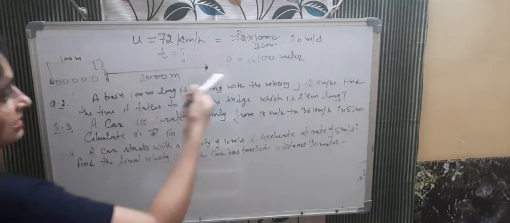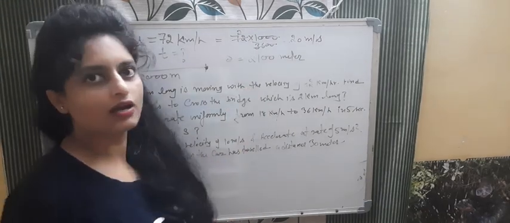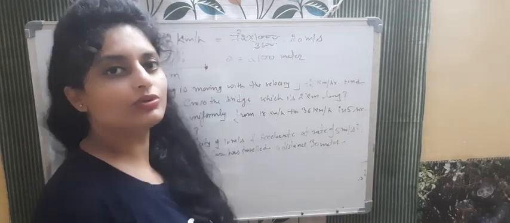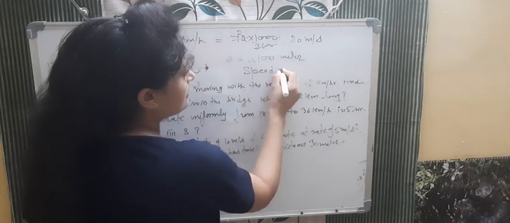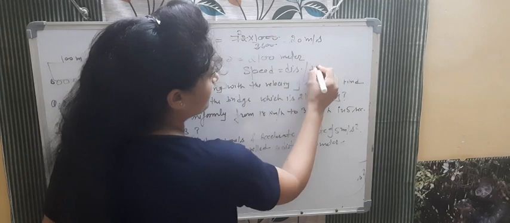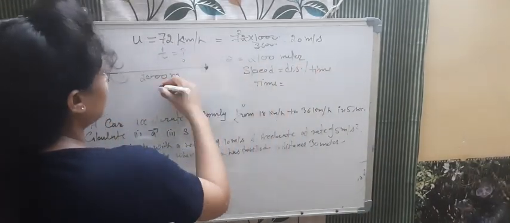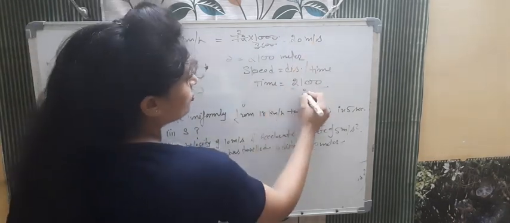Now we know the velocity, we know the distance, we need to find the time. To find time, see what the formula is. Velocity is equal to displacement by time, or we can say speed is equal to distance by time. Very simple. So time will be distance by speed. How much is the distance? 2100 meter. How much is the speed? 20.